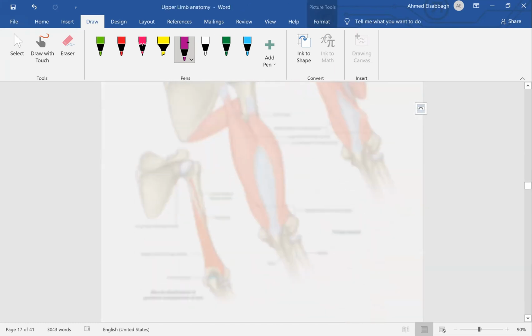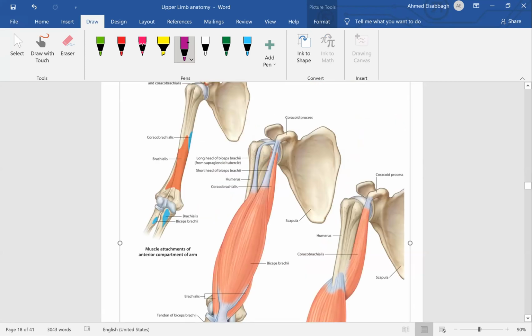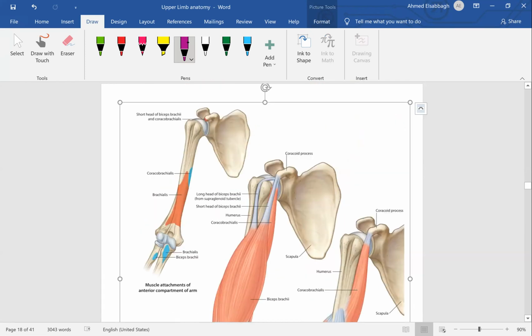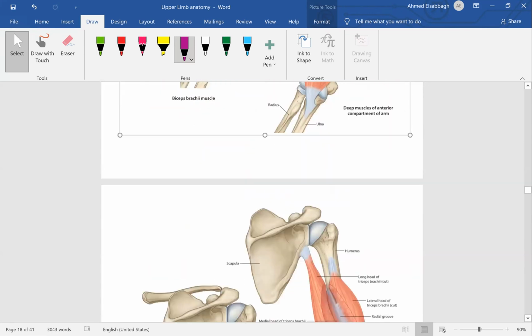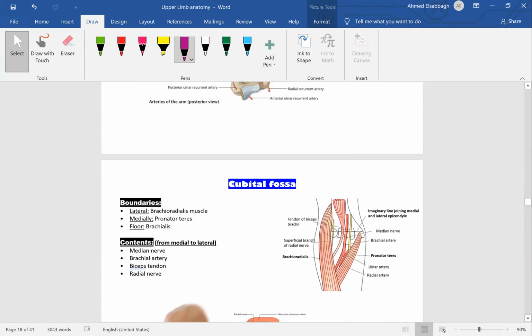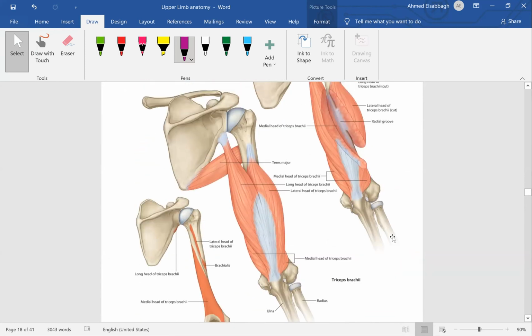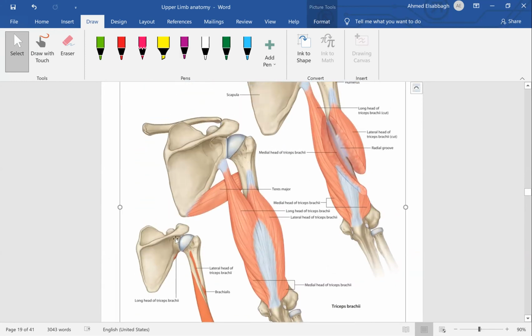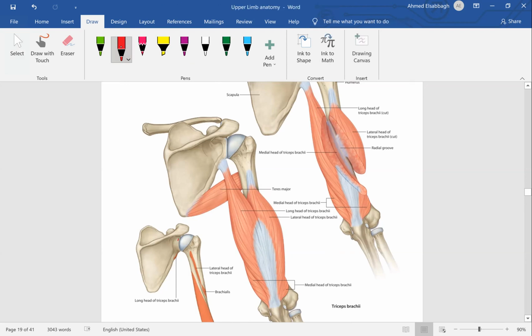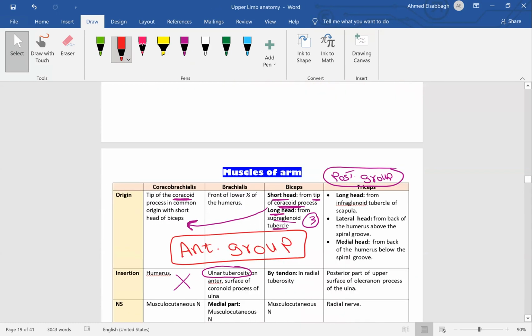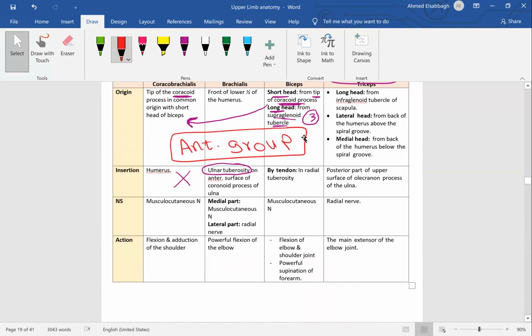The scapula has this part which is called the glenoid fossa, has a tubercle here which is called the supraglenoid tubercle, and another tubercle here which is called the infraglenoid tubercle. So the long head of biceps originates from the supraglenoid tubercle.